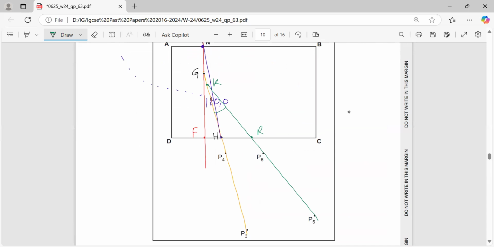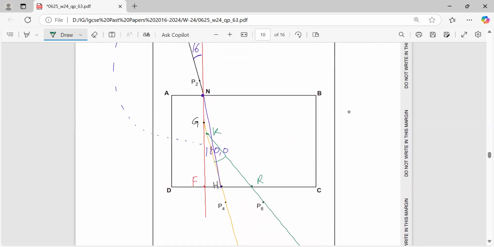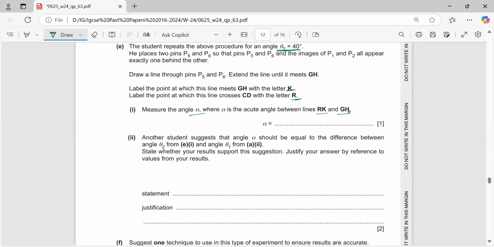So you can make again the baseline of the protractor at GH. The center should be at this point, and then measure from 0, 10, 20, 30 like this, that line as we discussed above. And when I'm trying to measure it, the answer for me comes to be almost 24 degrees.